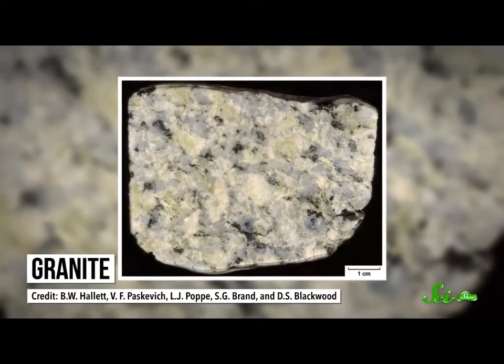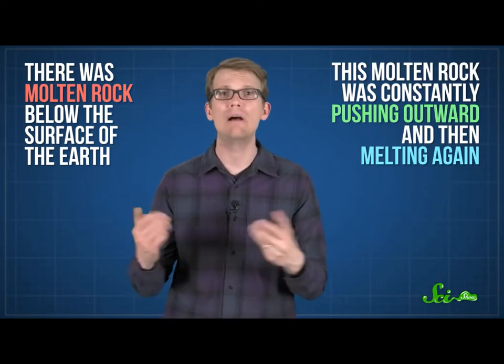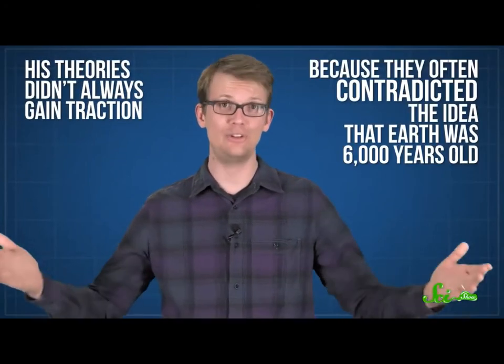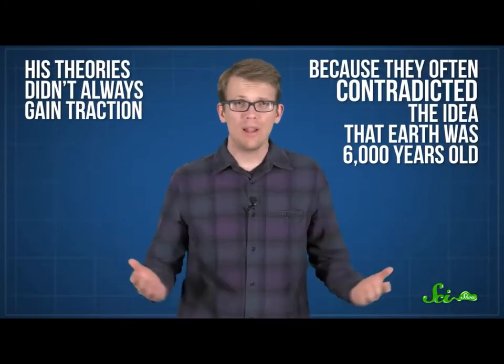He also discovered that granite was an igneous rock formed by the cooling of molten lava, by observing tendrils of granite that had made their way into rock like sandstone, which he realized could only have happened at very high temperatures. Hutton believed that this was strong evidence that there was molten rock below the surface of the Earth, and that this molten rock was constantly pushing outward and then melting again. He published his findings in a paper in 1788, but his theories didn't always gain traction because they often contradicted the idea that the Earth was 6,000 years old. Plus, a lot of other scientists' geological theories incorporated the Great Flood described in the Bible. Hutton's ideas did not. But a lot of his work turned out to be accurate, even though he didn't have access to technologies like carbon dating, which would have put actual numbers on the ages of rocks.